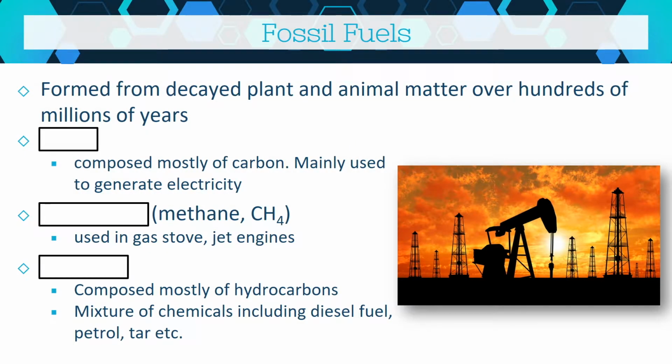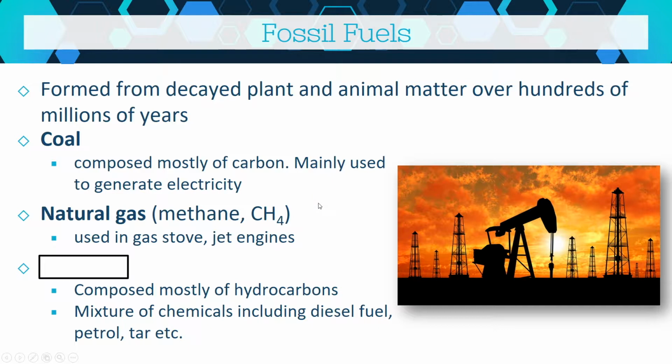All right, let's talk about fossil fuels. Fossil fuels are formed from decayed plant and animal matter, generally thought to occur over hundreds of millions of years. So basically it takes a really long time for this stuff to break down and turn to fossil fuels. The first example is coal. Now, coal is made mostly of carbon, and we mainly use this in generating electricity, particularly where we have coal-fired power plants. The next type of fossil fuel is natural gas, and this is methane. So methane is a carbon with 4 hydrogens around it. And we use methane in gas stoves and in jet engines, and we use it in a whole range of other places, but those are just a couple of examples.